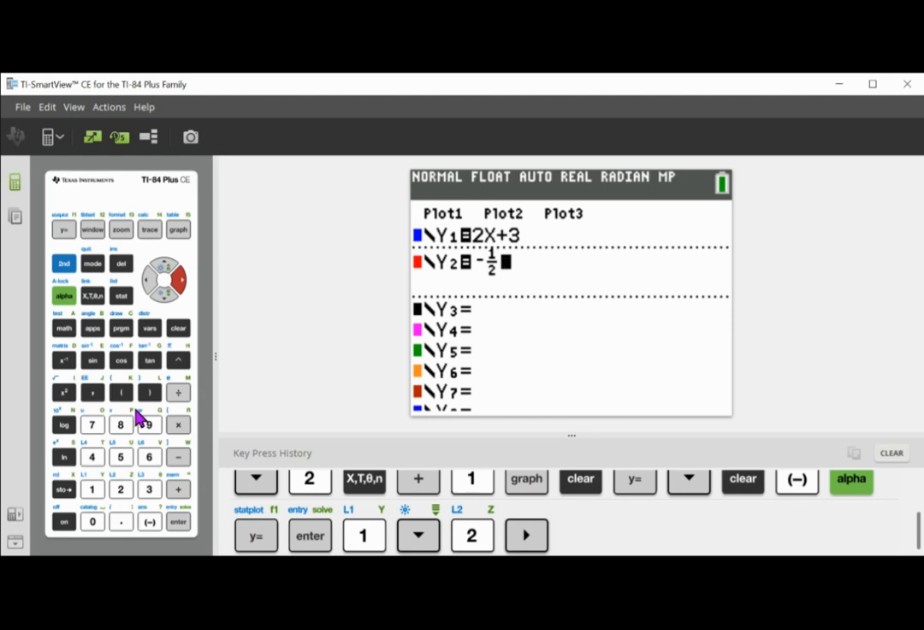Again, that is next to the alpha button. And then plus 1. So I have 2x plus 3 and negative 1/2 x plus 1. And again, I want to look at this on the graph, so I'm going to hit that graph button in that upper right corner.